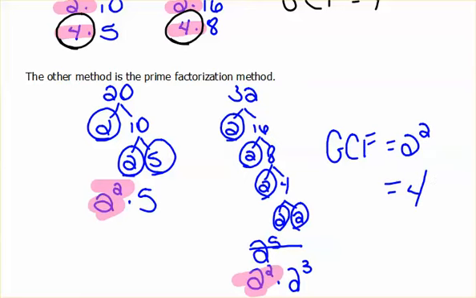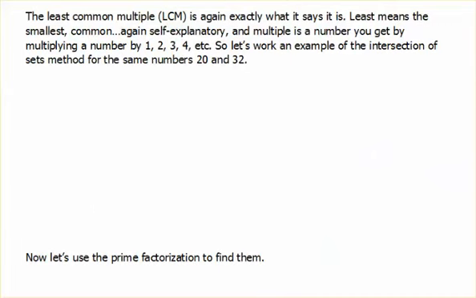Alright, now let's go ahead and look at the least common multiple. And again, it is exactly what it says it is. Least meaning the smallest. Common, again, self-explanatory, what they have the same. And multiple is a number that you get by multiplying whatever the number is by 1, 2, 3, 4, and so on and so forth. So let's look at an example of the intersection of sets method for finding the LCM using those same numbers, 20 and 32.